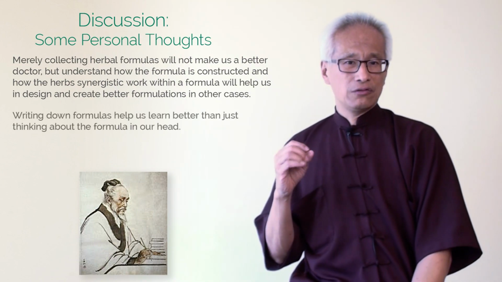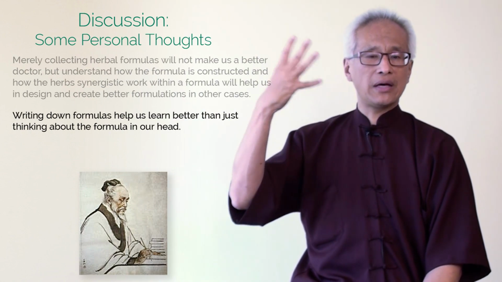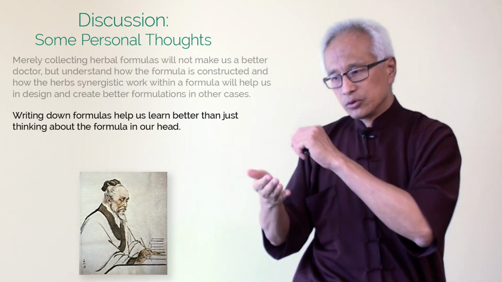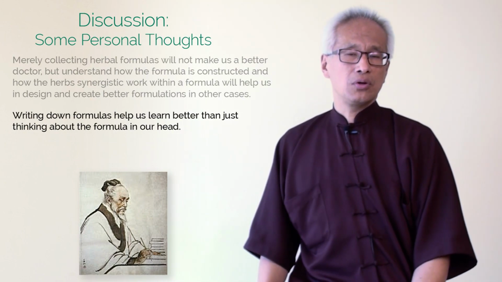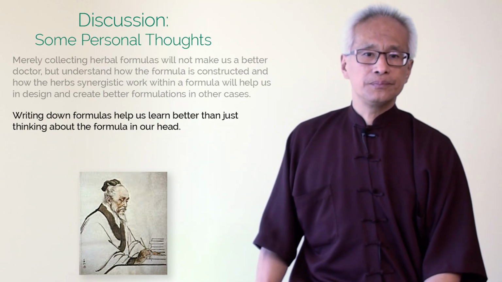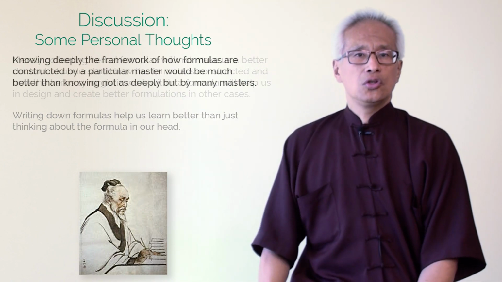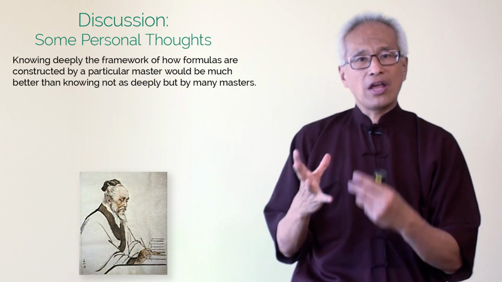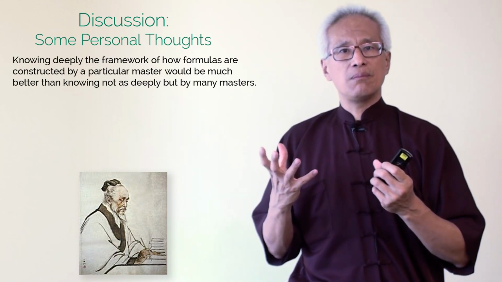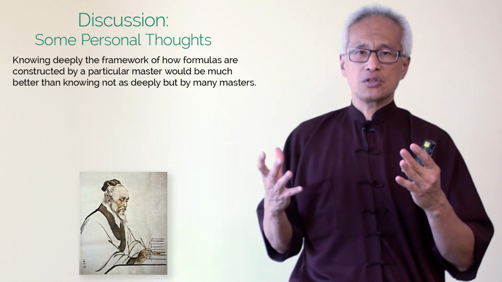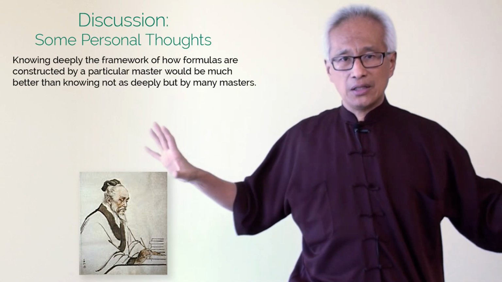Now, writing down formulas helps us to learn better than just thinking about the formula in our head. So being able to copy formulas, being able to highlight some of the formulas in the book really helps us to learn. That's number two. Number three, knowing deeply the framework of how formulas are constructed by a particular master would be much, much better than knowing not as deeply, but by many, many masters.